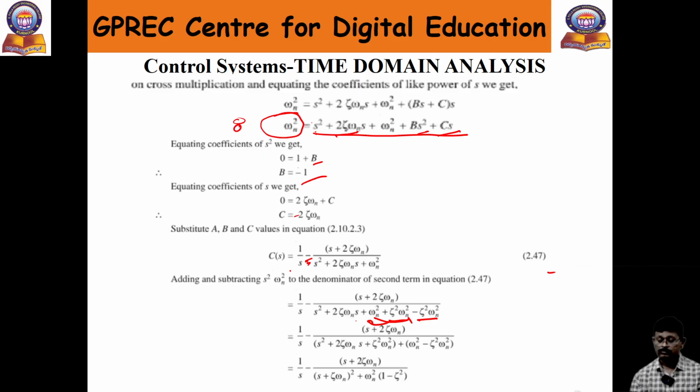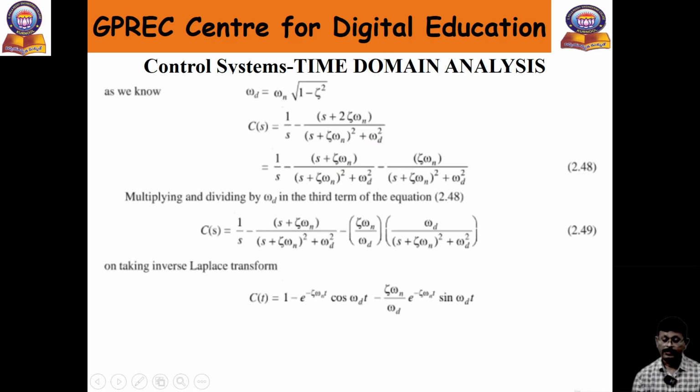So what did I say now? Okay, a plus b whole square. Right? A square, s square, b square, zeta square omega square, 2ab. So 2 into s into zeta omega n. Clear? Then I am taking omega n square common, omega square, so 1 minus zeta square. Right? Only by applying the mathematical application I am getting this one.